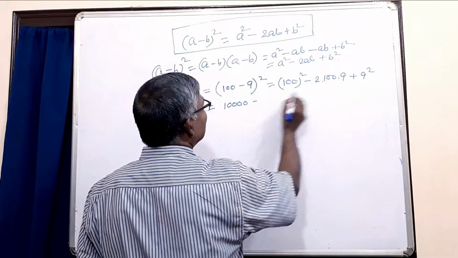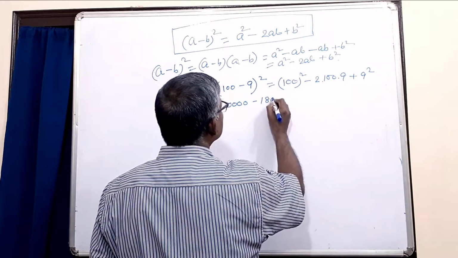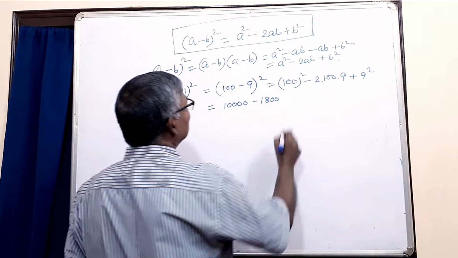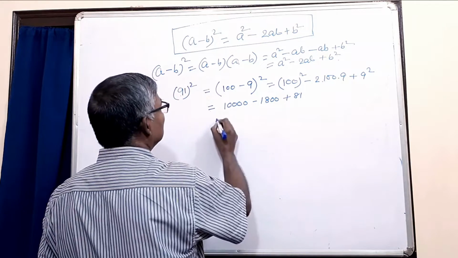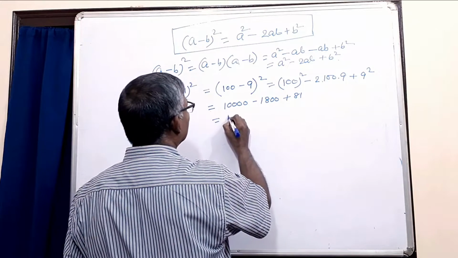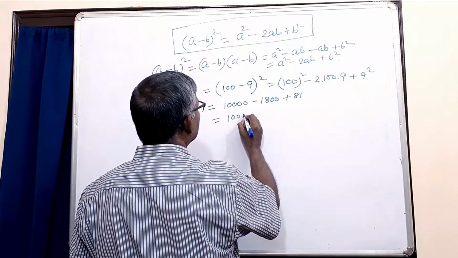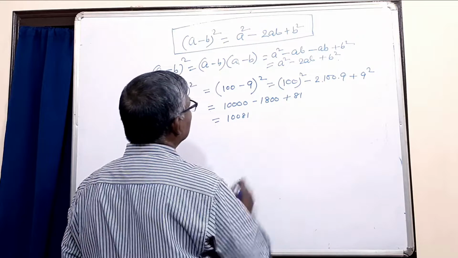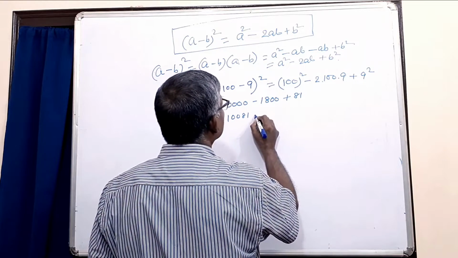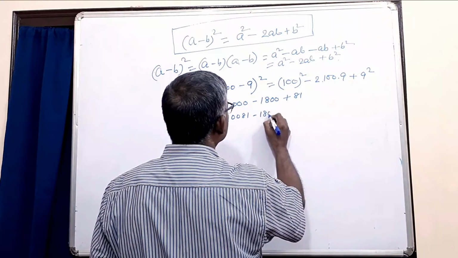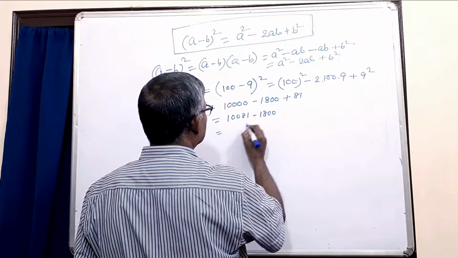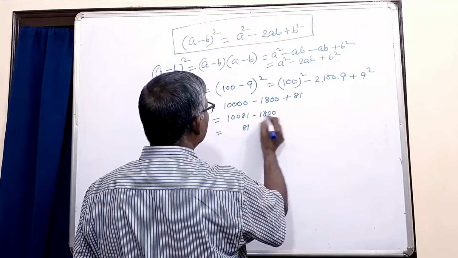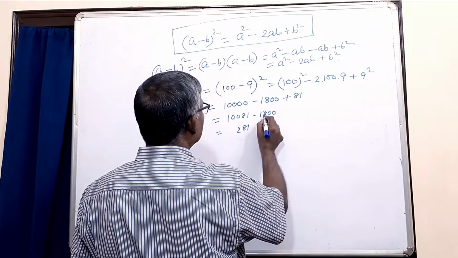10000 minus 1800 plus 81. So it will be 8281.